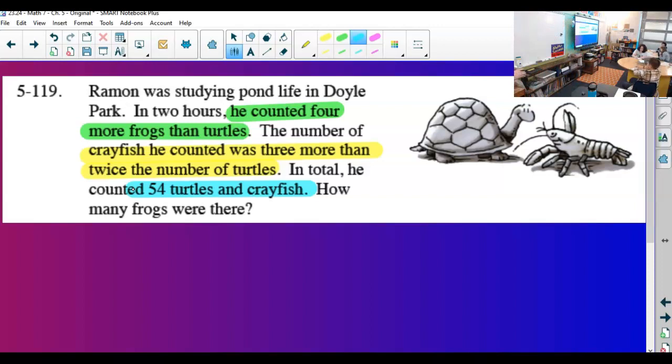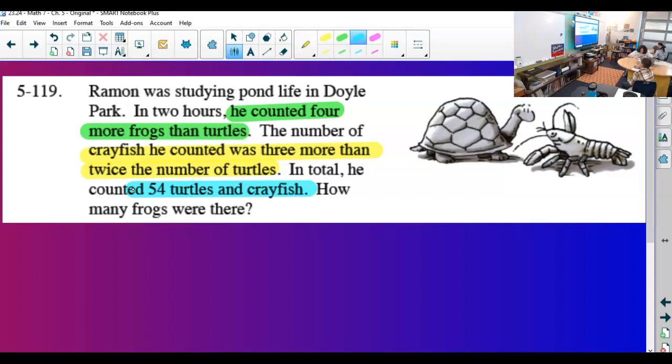Try this one out. You've got partners, you've got teammates. You're welcome to turn to whoever you might want to get help with. I mean, I can be looking. Alright, so how do we write down, he counted 4 more frogs than turtles. That's a tricky phrase. Are we going to start with F equals or T equals?